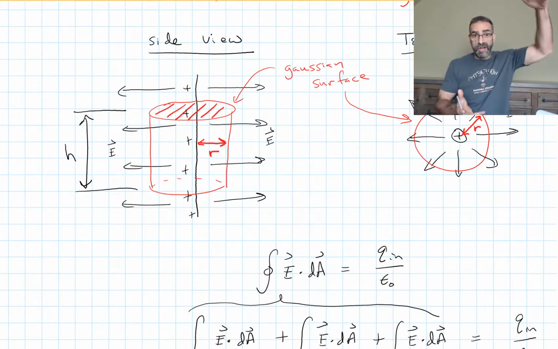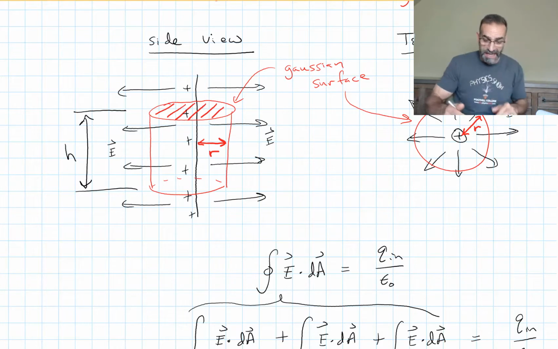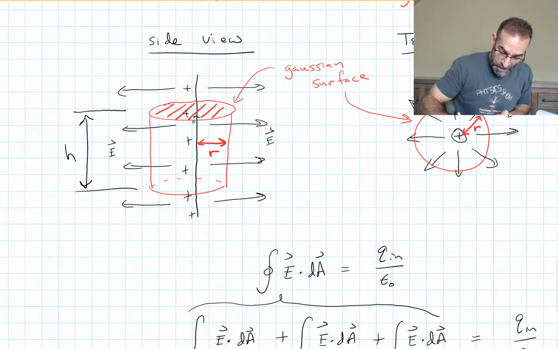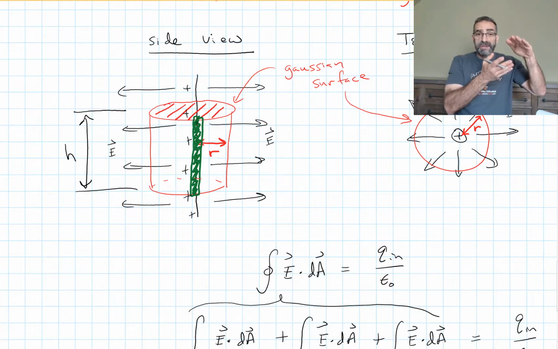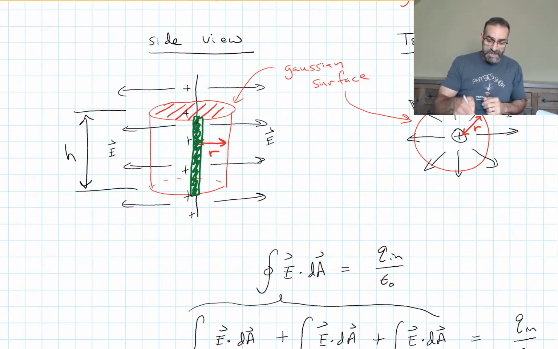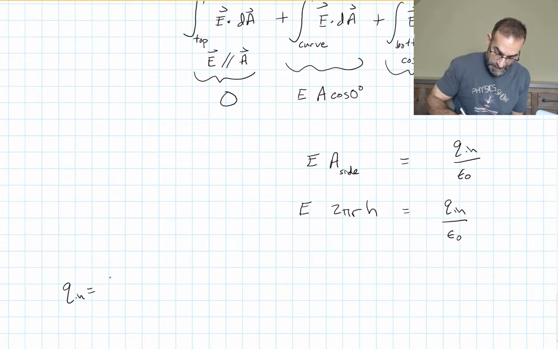If I choose a really long cylinder that has a big height to it, there's going to be a lot of charge inside. You can see the charge is along this rod here that's inside of that Gaussian cylinder. If you choose a short Gaussian cylinder, you're going to have less charge inside. The charge inside of the Gaussian cylinder is equal to our charge density lambda, the charge per unit length, multiplied by that length, which is just the height of the cylinder. So Q in is lambda times h.